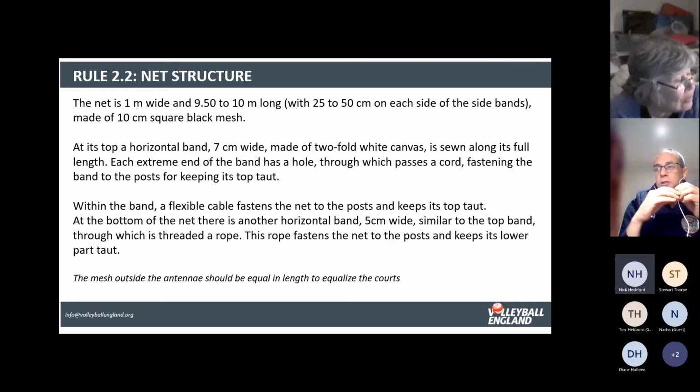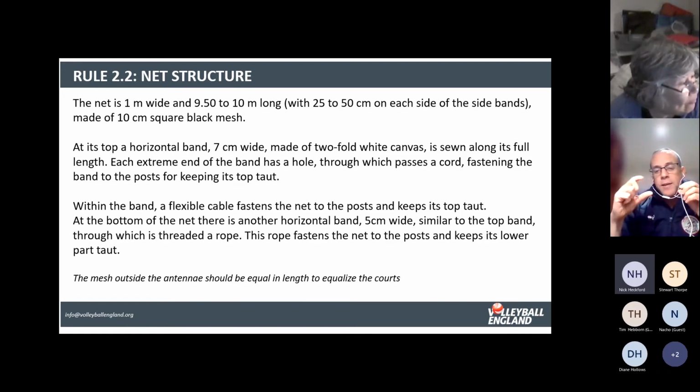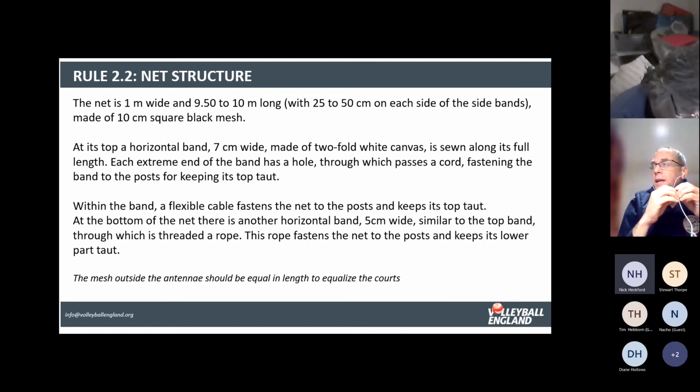So the net itself has a top horizontal band, and this is the only white line on the court which is wider than 5 centimeters, and that band should be 7 centimeters. Now, there should also be a band along the bottom of the net, and that band is actually 5 centimeters, the same as the lines on the court. But anyway, this top band is twofold canvas.